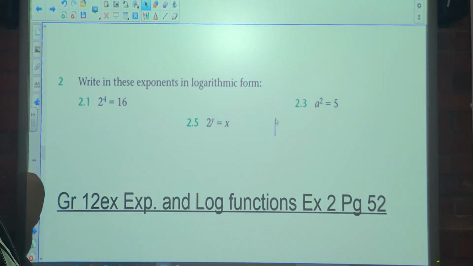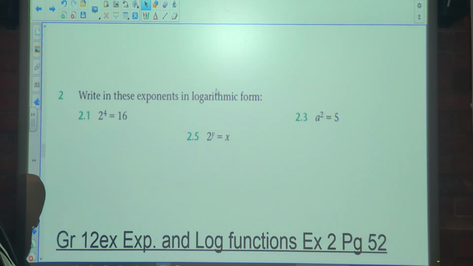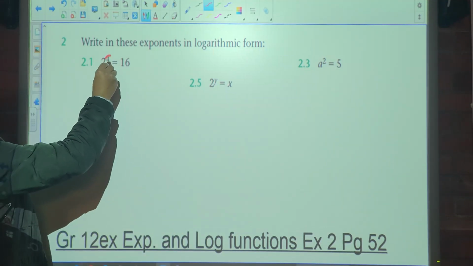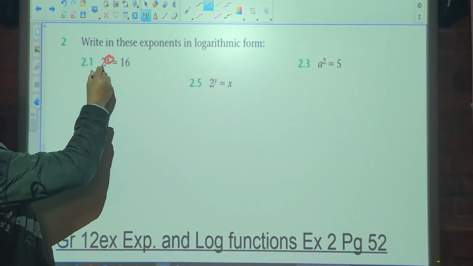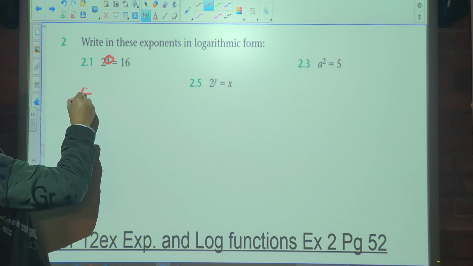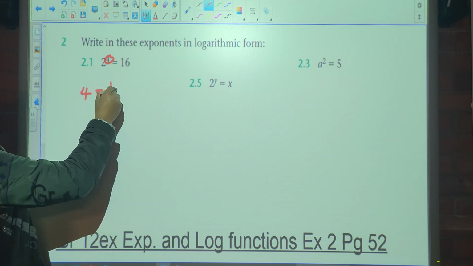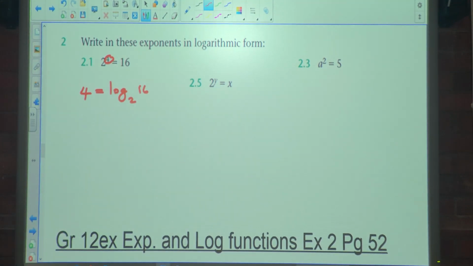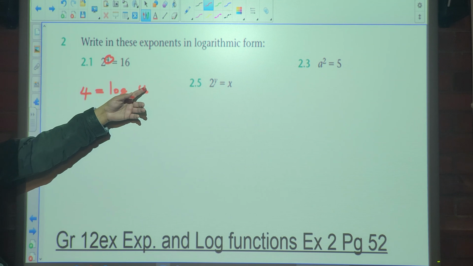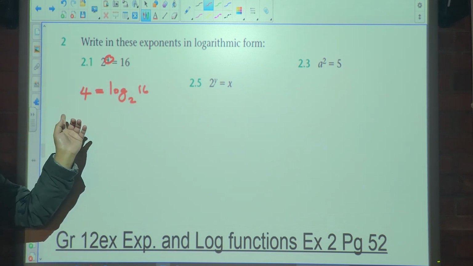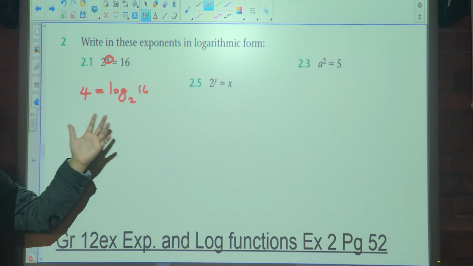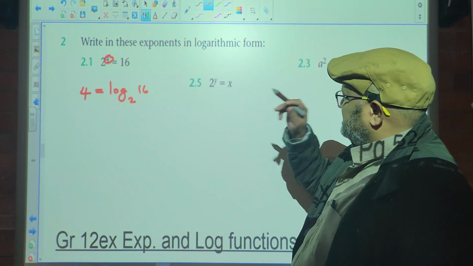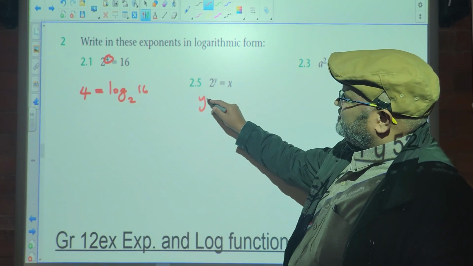Number 2, they say write these exponents in log form. So we know that the exponent will be the subject. So 4 is equal to log 16 base 2. 16 can be written as 2 to the 4. That 4 can be written in the front. So it's 4 log 2 base 2. Log 2 base 2 is 1. 4 times 1 is 4.